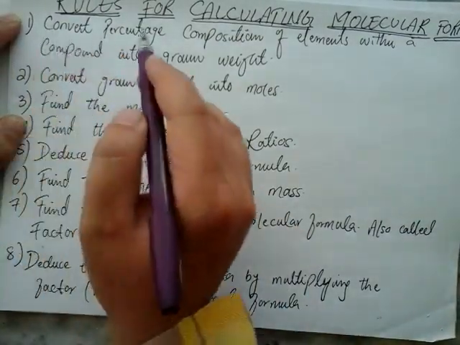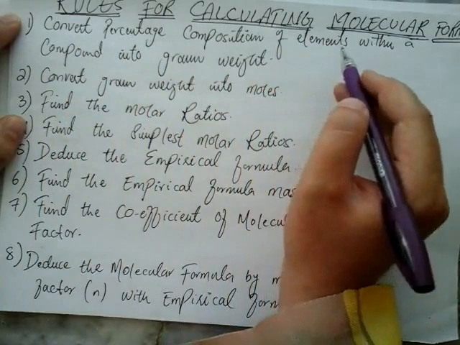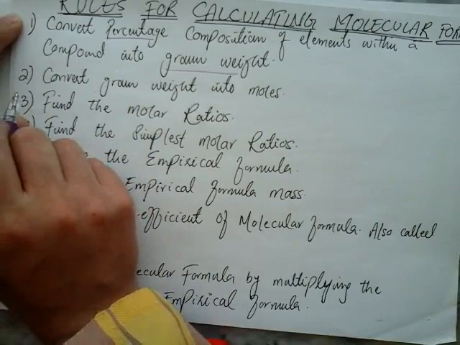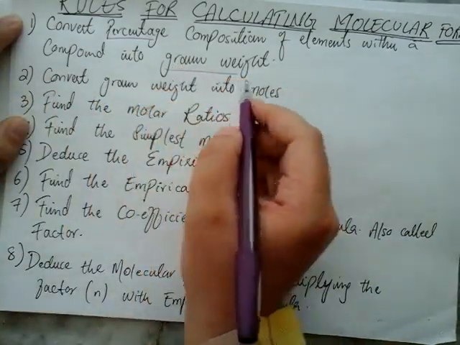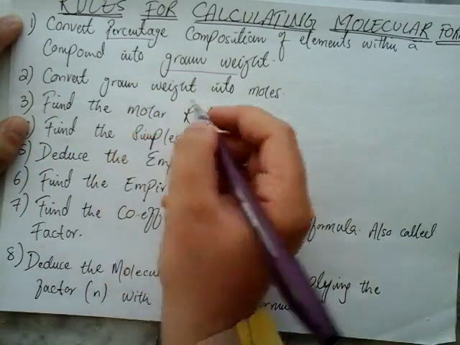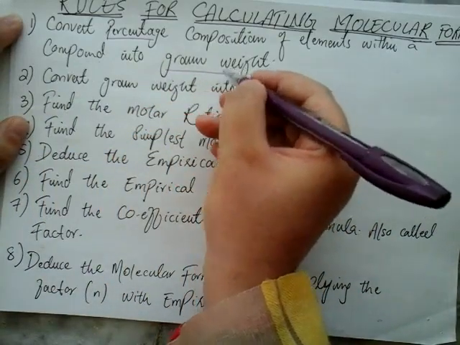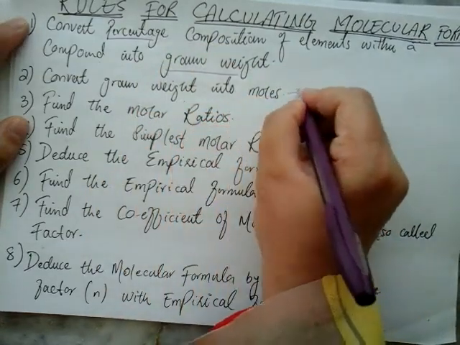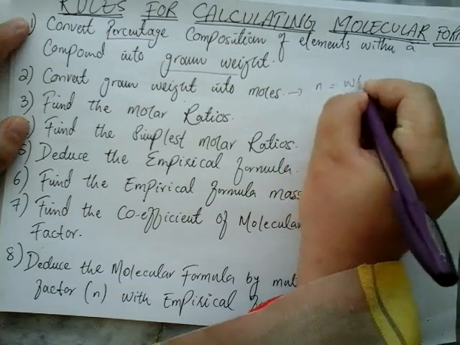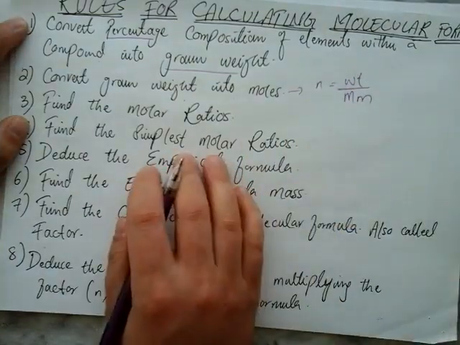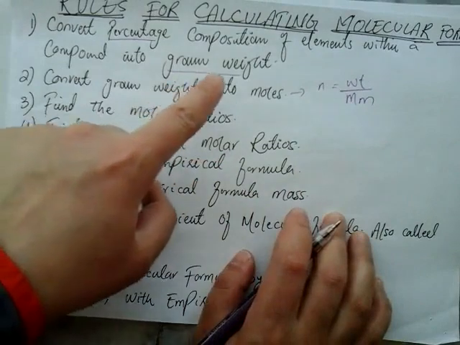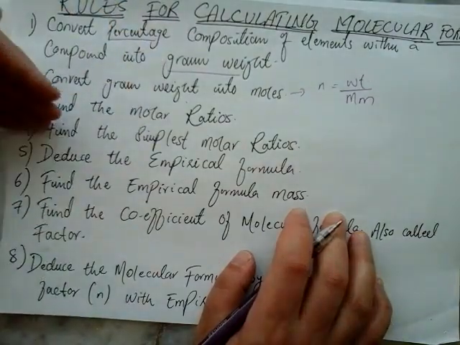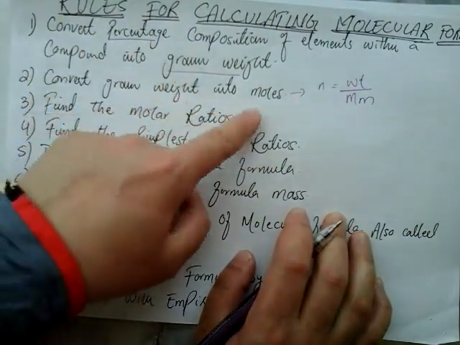If percentage is given in the question, you need to convert the percentage composition of elements within a compound into gram weight, okay? Is that clear? Then convert gram weight into moles. We know the formula of moles: n equals weight over molar mass of the element. So you need to convert the percentage of elements of the compound into grams, then grams into moles.